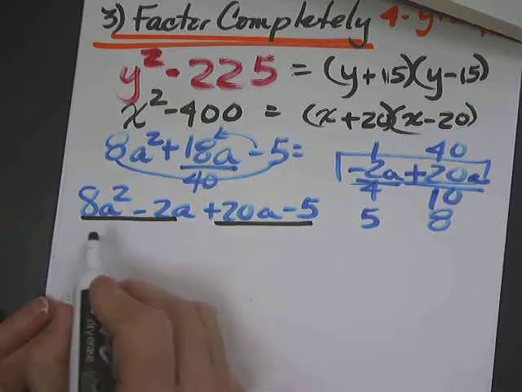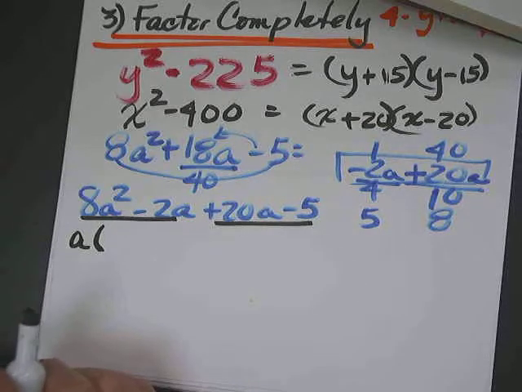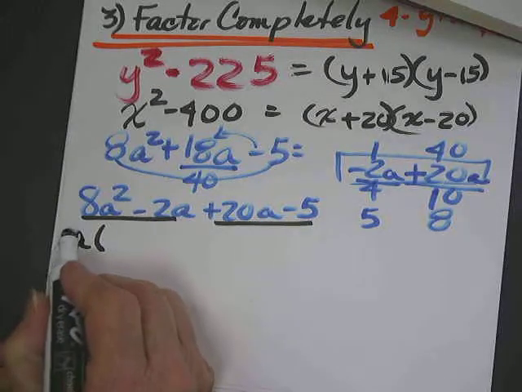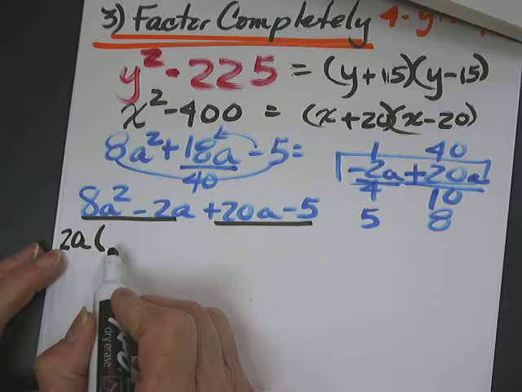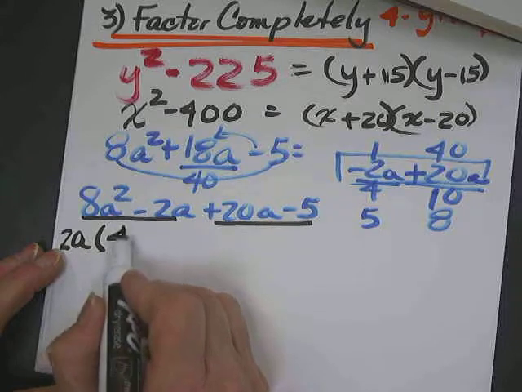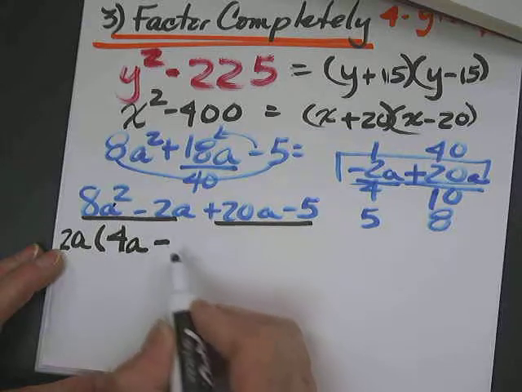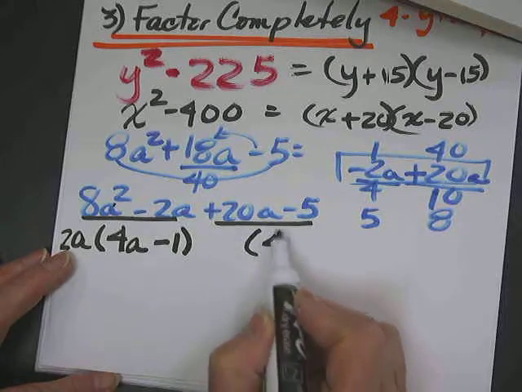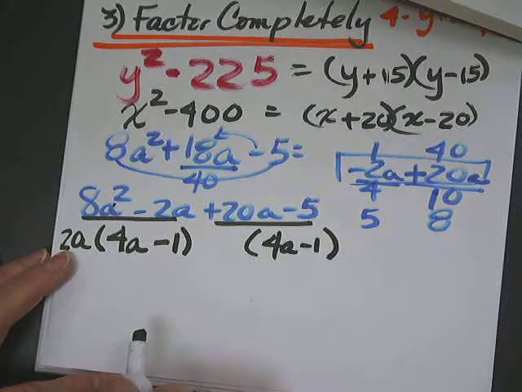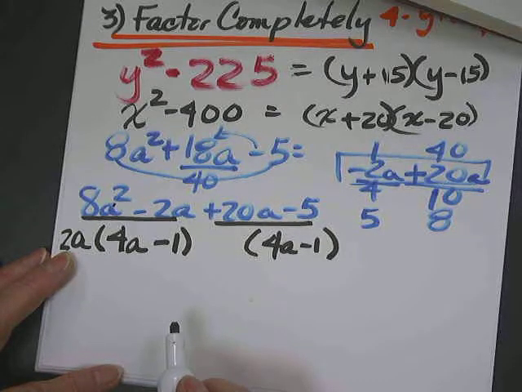Okay, now what do we do? Group them. That's the term. What do the first two terms have in common? 2a. They have 2 and a in common, don't they? Okay, so this term, how are we going to get it? Multiply 2a by 4a. You need a squared, right? Minus what? Just 1, right? So this should be 4a minus 1.